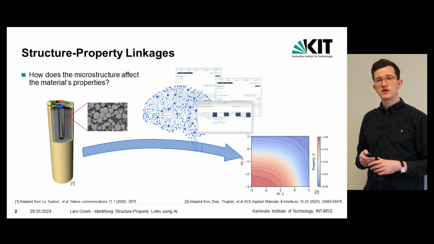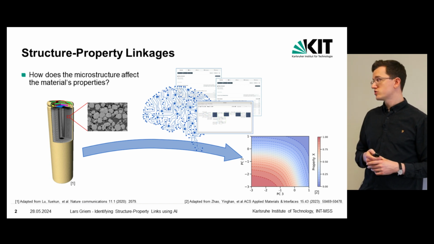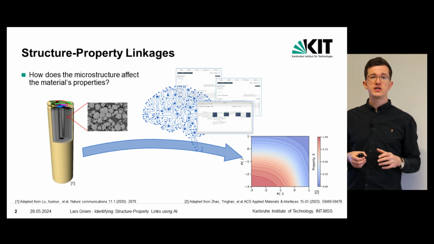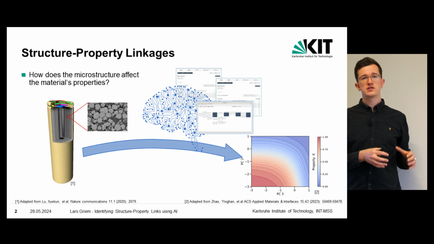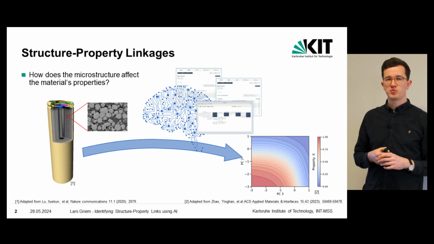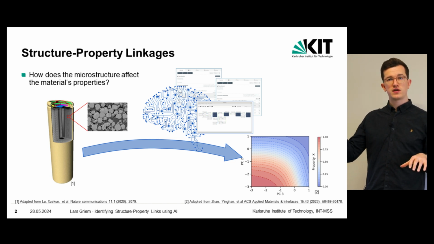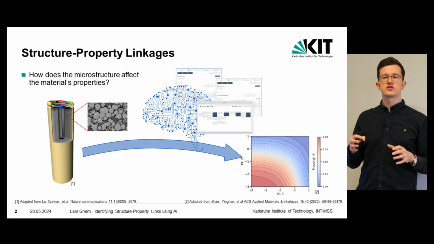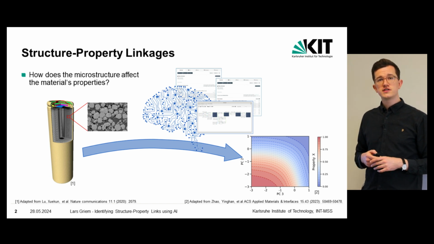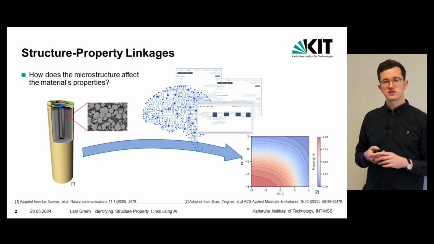The first concept that you have to be familiar with in order to understand today's presentation are so-called structured property linkages. We as material scientists are usually interested in how the material and its components, as well as its microstructural features, affect the macroscopic properties. And the link between the microstructure and its effective properties, so the macroscopic scale, is defined using so-called structured property linkages. In order to visualize these structured property linkages, we can use so-called materials maps.